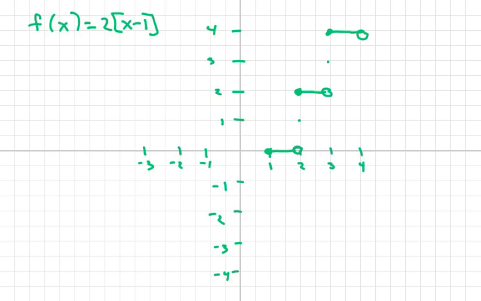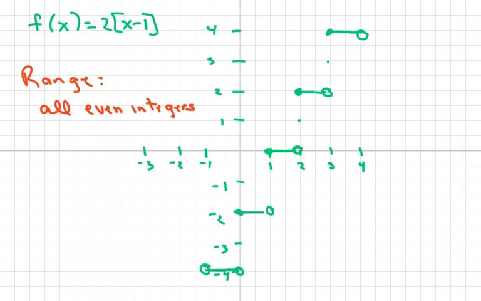You do the same thing. You're going to jump down here to -2. And then you're going to jump down to -4. I'm running out of room. So the range in this case is not all integers. It's all even integers. So we can say the domain is all real numbers, but the range is all even integers. Okay? And that's all.